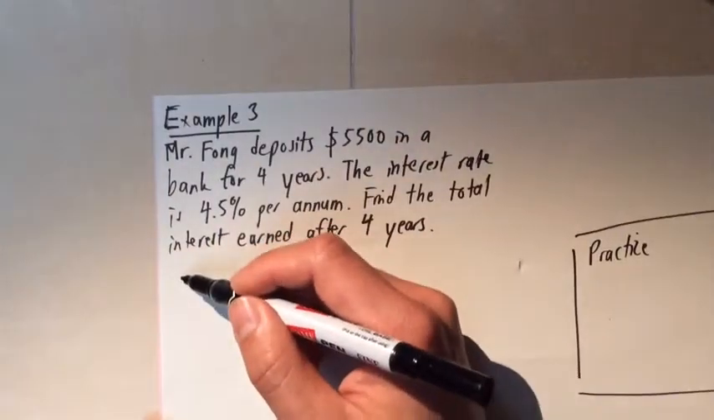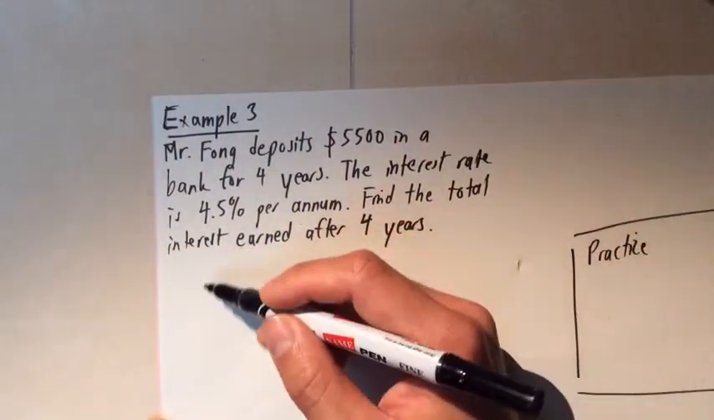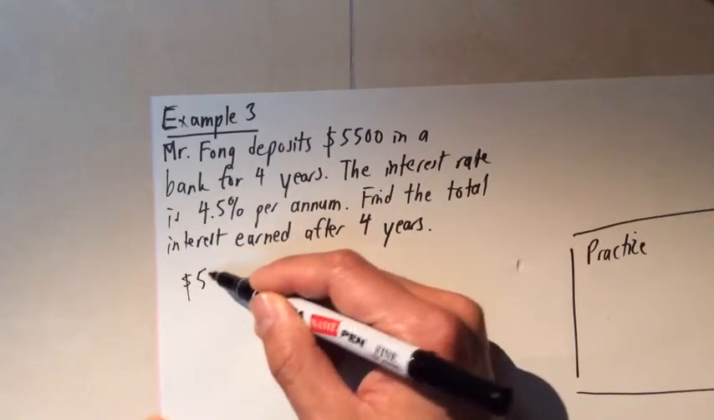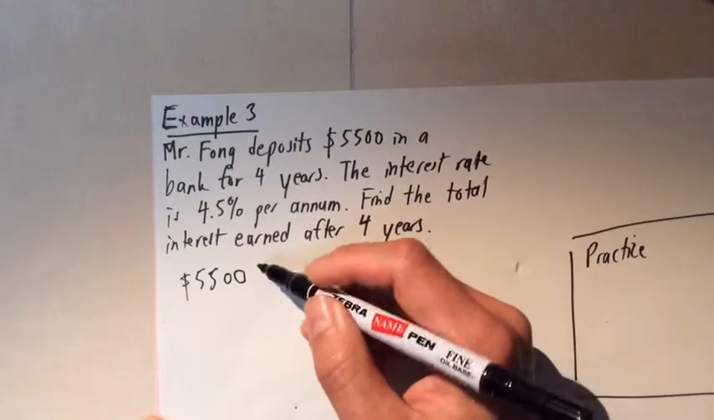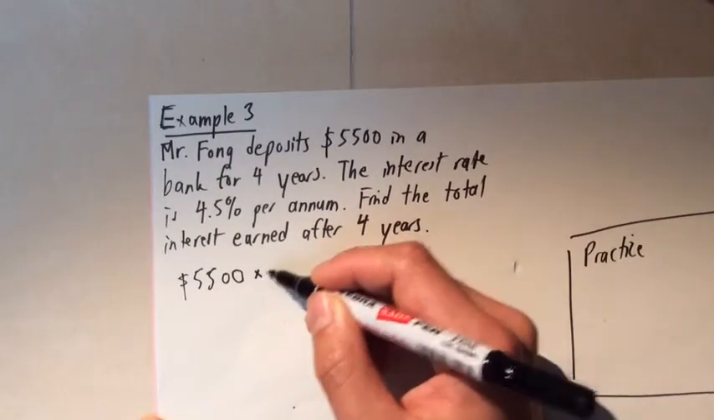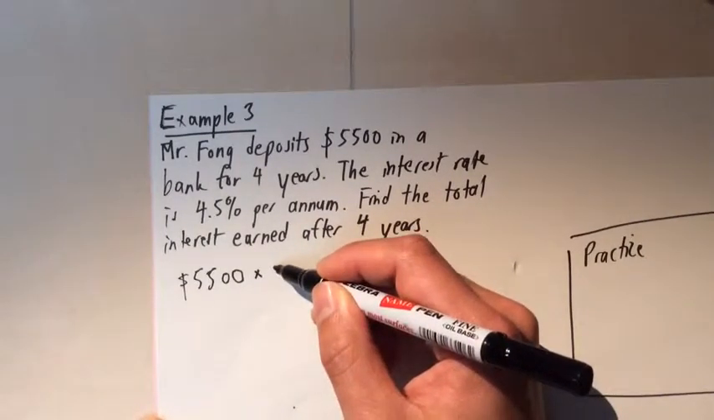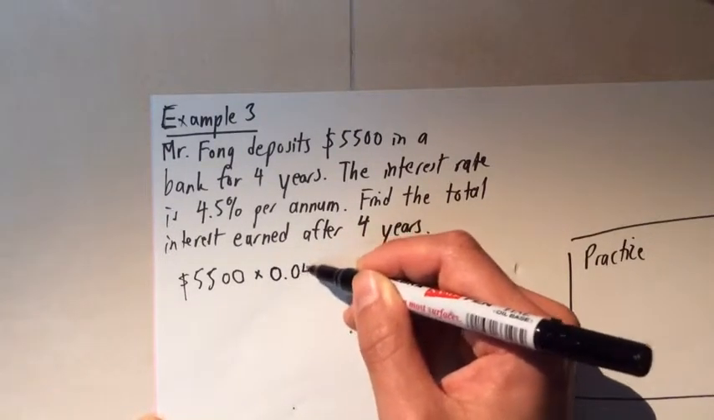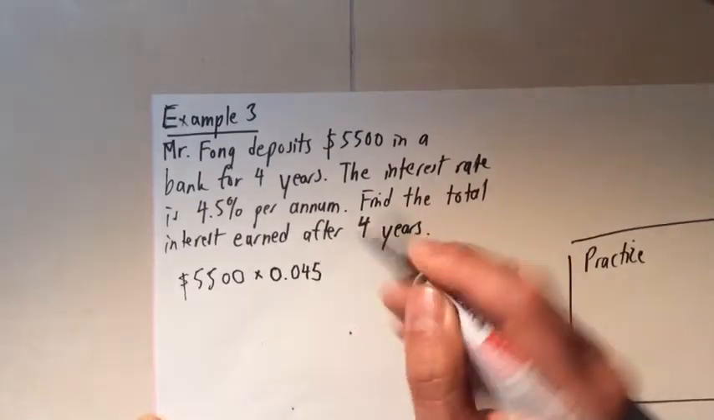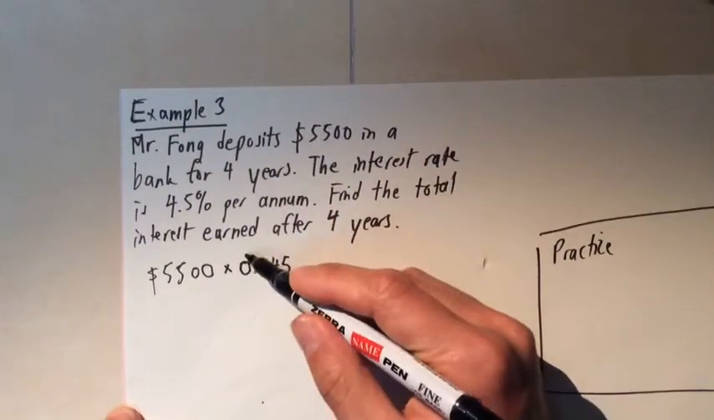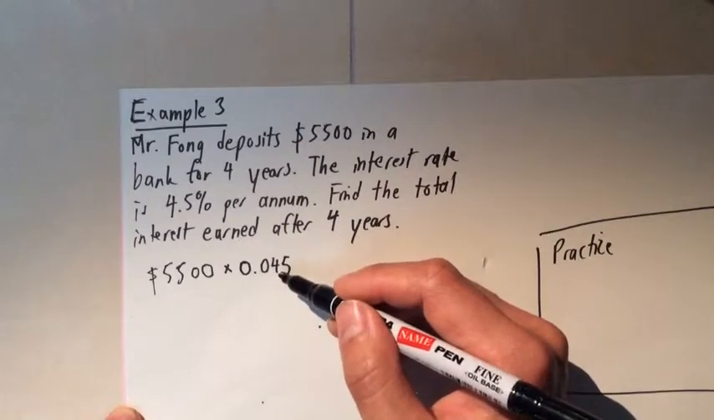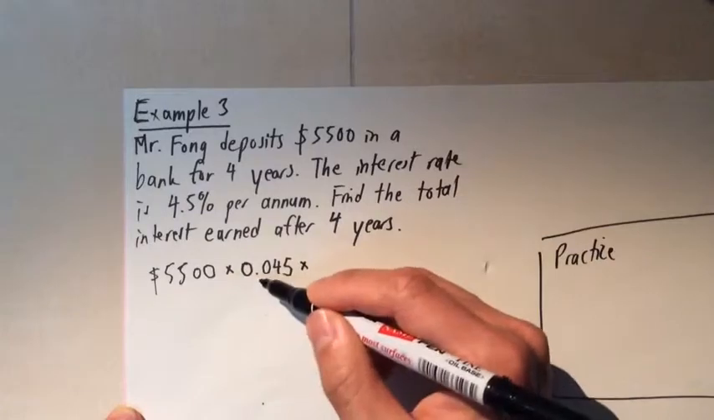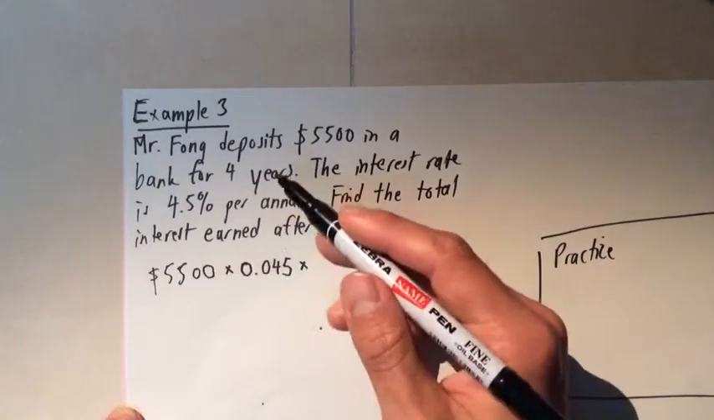So how do we calculate the total amount of interest earned after 4 years? In this case, we take the $5,500. This is known as the principal. We multiply it by the interest rate, 4.5%. If we write that in decimal form, remember it's 0.045, as you learned before, because 100% would be 1. So 4.5% would be 0.045. Then that gives you the interest that Mr. Fong will earn in 1 year.